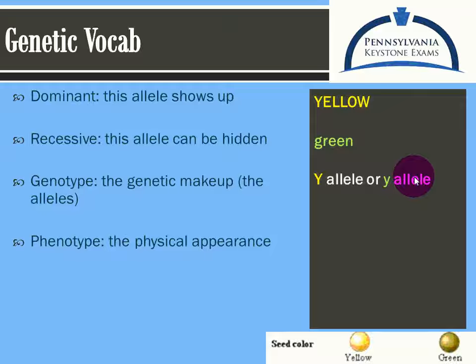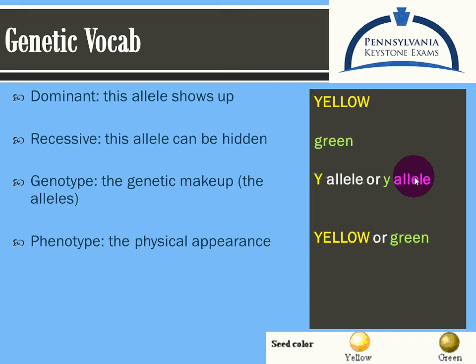Phenotype is related to genotype. This is your physical appearance. Your phenotype exists because of the DNA genotype you have. In the case of our pea seeds, we either have yellow as a physical appearance for the seed color, or we have green as a physical appearance of the seed color.